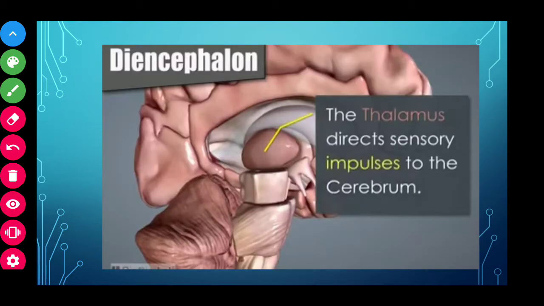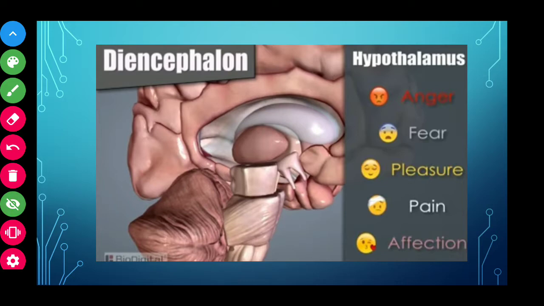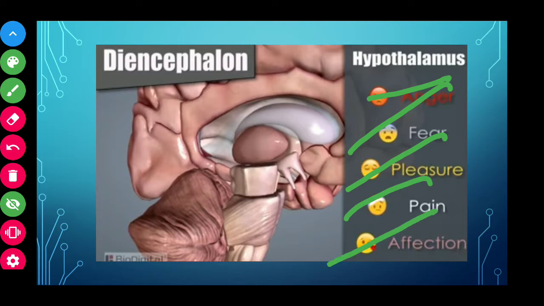The next is the diencephalon, which contains thalamus and hypothalamus. Thalamus directs the sensory impulses to the cerebrum. Hypothalamus controls and regulates the temperature, appetite, water balance, sleep and blood vessel constrictions and dilation. Apart from this, hypothalamus is also involved in emotions like anger, fear, pleasure, pain and affection.